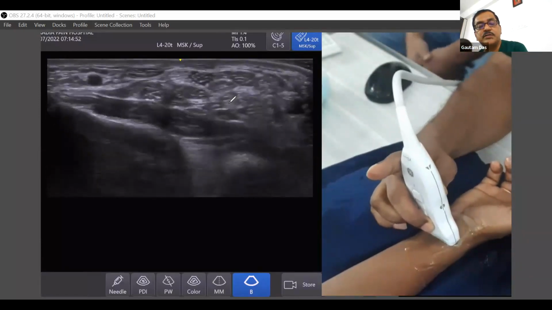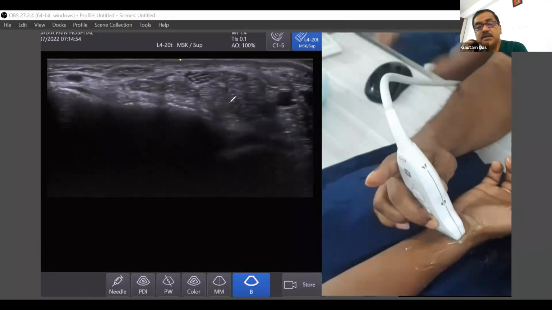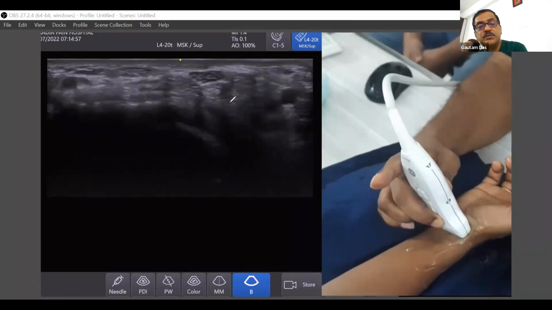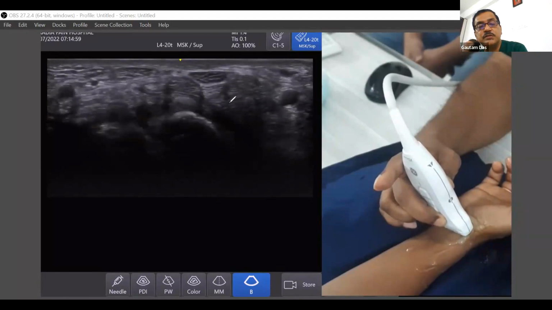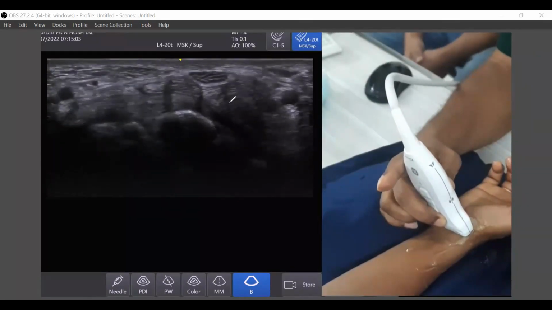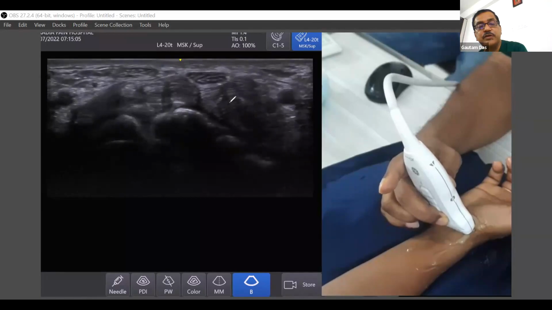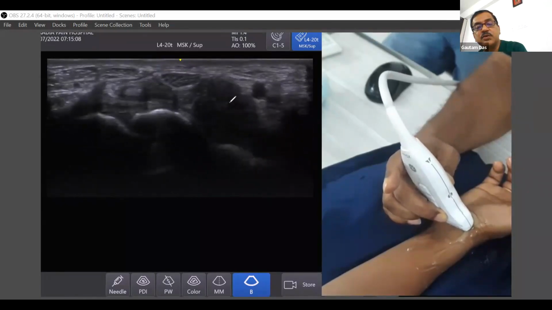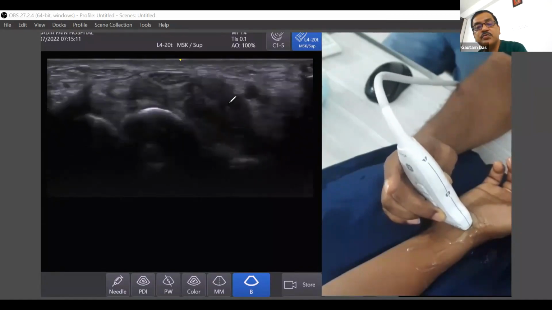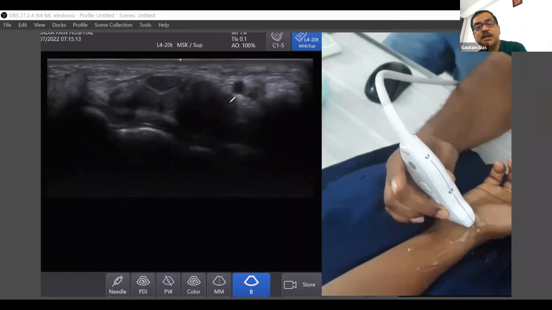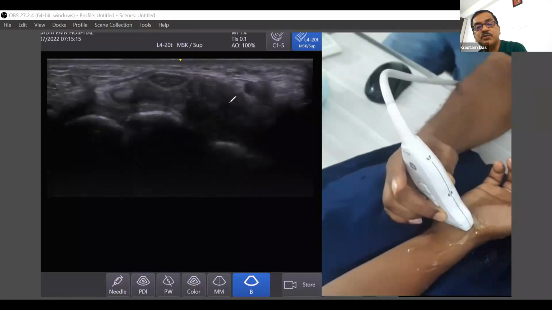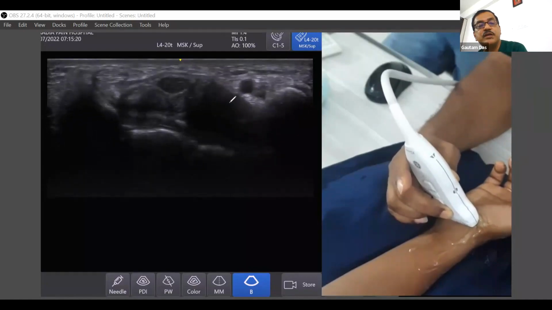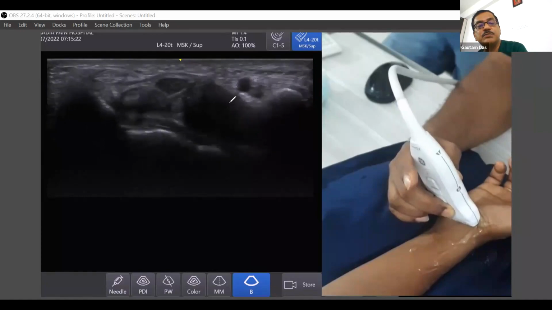So again, pronator quadratus, distal radius, and now the bone which is appearing is your lunate. And on this side is your scaphoid. Now if I'm going still more distally, then only the triquetrum will be starting. And after that, the pisiform is starting over the triquetrum. And now we are in the area of the proximal carpal tunnel.